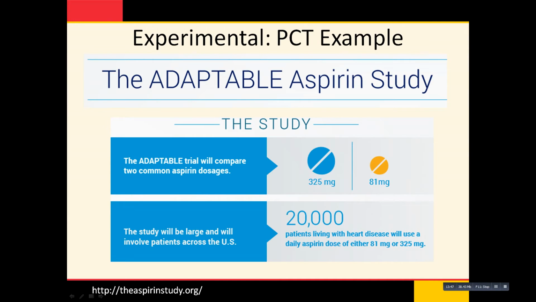Another example of a pragmatic clinical trial is the ADAPTABLE aspirin study. And in this infographic, you can see that what we're trying to do is compare 2 doses of aspirin, 81 milligrams versus 325. They're going to evaluate 20,000 patients across the United States, and they want patients with heart disease. So what we know is that recommendations are, if a patient has heart disease, they've had a heart attack, they've had a stroke, they have some type of atherosclerotic cardiovascular disease, we should use aspirin. The reality in practice is that we do not know which dose of aspirin gives us the best outcomes.